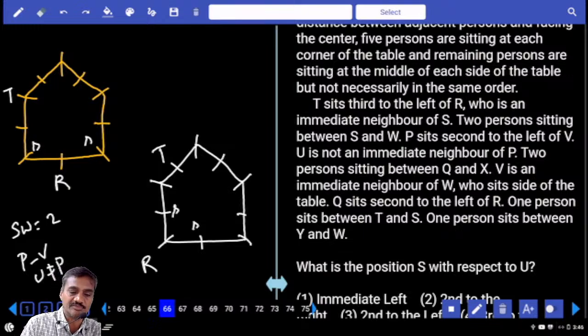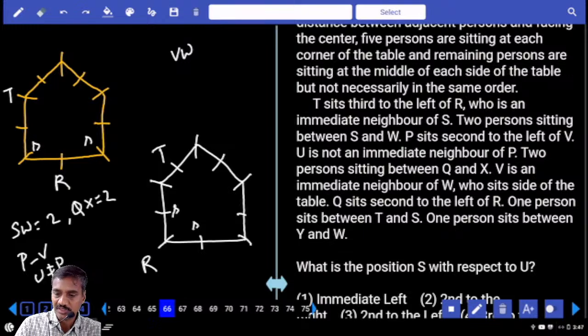And 2 persons are in between Q and X. In between Q and X, how many people are there? There are exactly 2 people. And V is an immediate neighbor of W. Now V is an immediate neighbor of W. And W sits at the side of the table. Now W is at the side of the table.